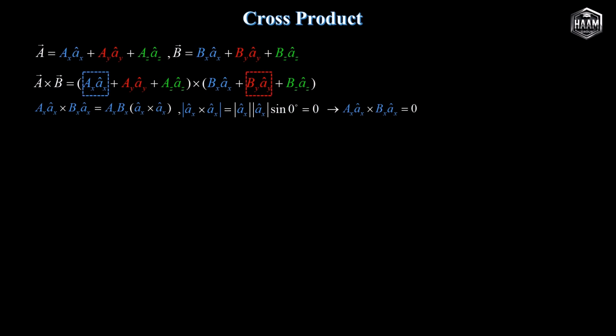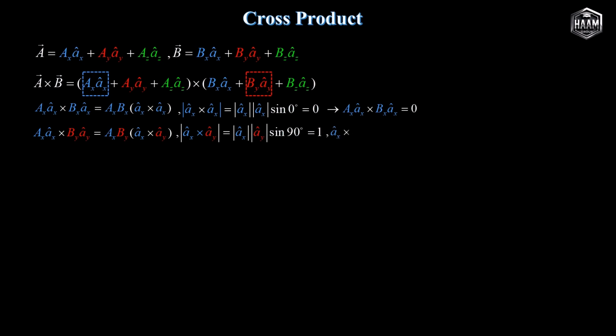The second cross product term is A sub x A hat sub x cross B sub y A hat sub y. Multiplying the scalar magnitudes yields A sub x B sub y, leaving the unit vector cross product A hat sub x cross A hat sub y. The magnitude of A hat sub x cross A hat sub y is given by the magnitude of A hat sub x times the magnitude of A hat sub y times sine theta, which equals 1 times sine 90 degrees, equals 1.